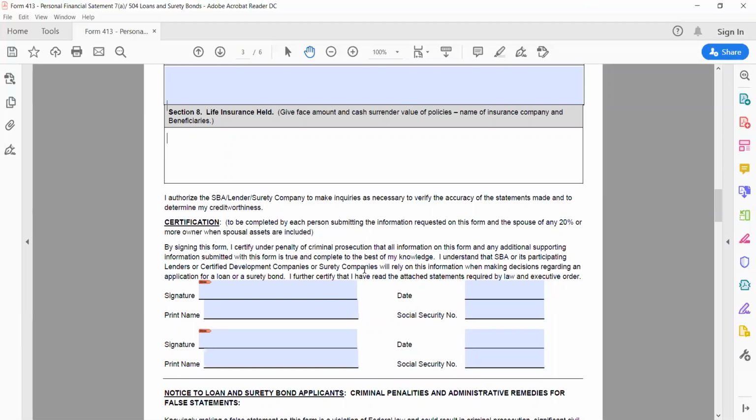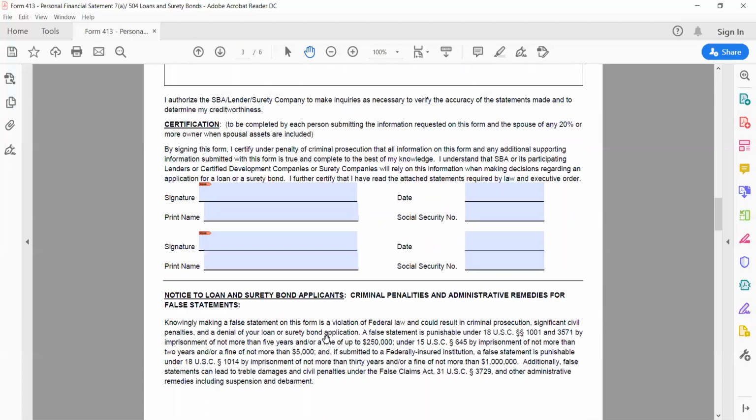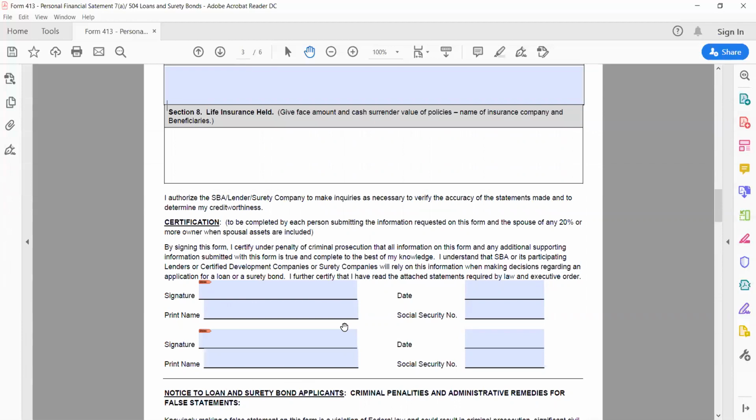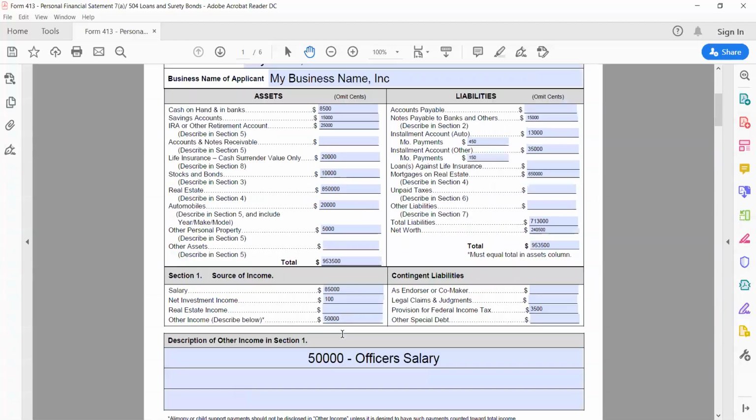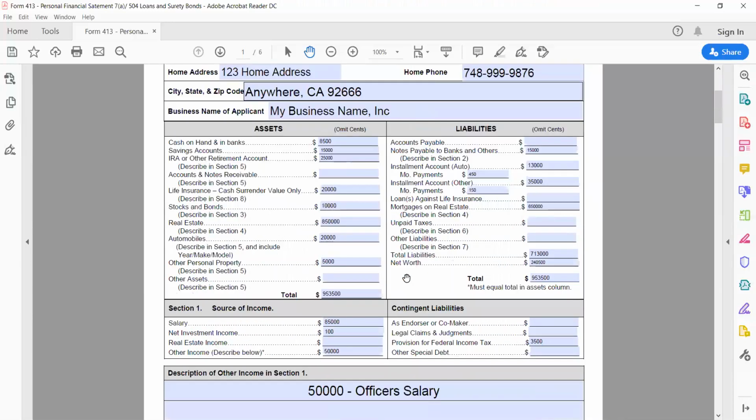It's important to understand that you are signing a legally binding document, with criminal penalties and administrative remedies for false statements. Just understand that they will verify the numbers. They expect that everything on there is truthful and to the best of your knowledge. Signature and date with Social Security. Print your name, and then for your spouse if you're filing jointly. And that concludes the SBA Form 413.